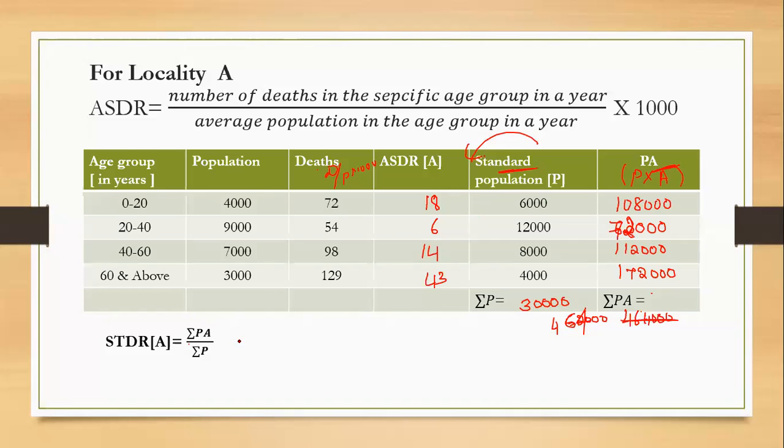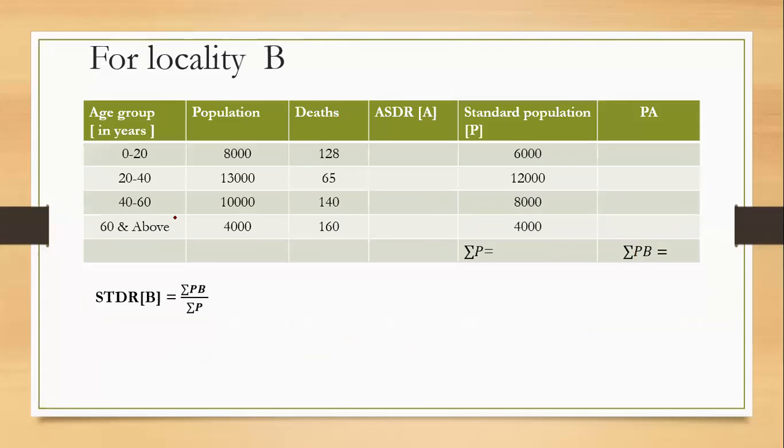Apply the formula and give summation PA. What is the total? 4,64,000 divided by the total standard population, summation P, that is 30,000. The answer is 15.47. Good. Similarly, calculate for locality B.